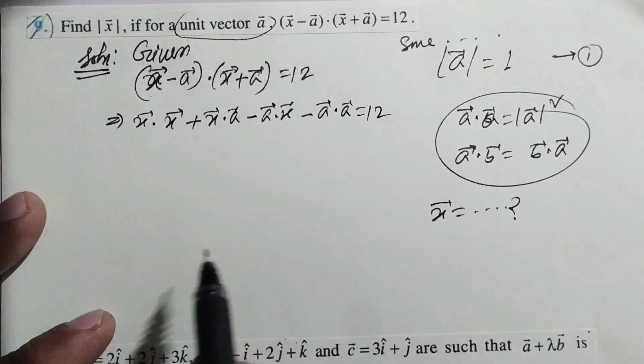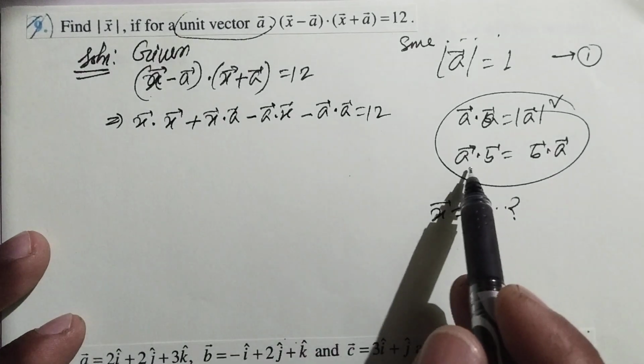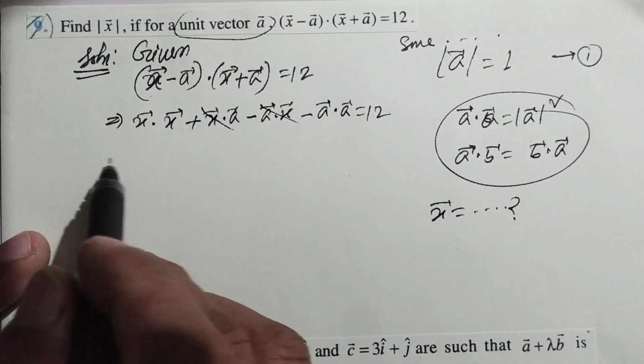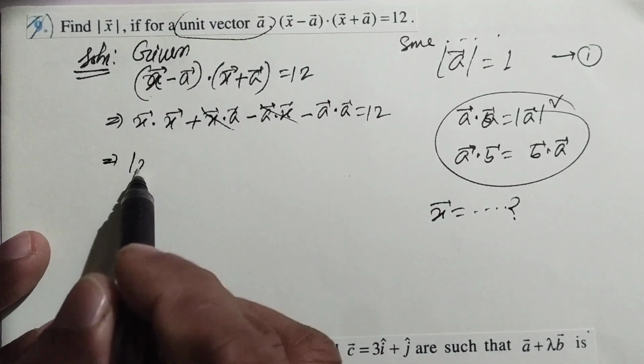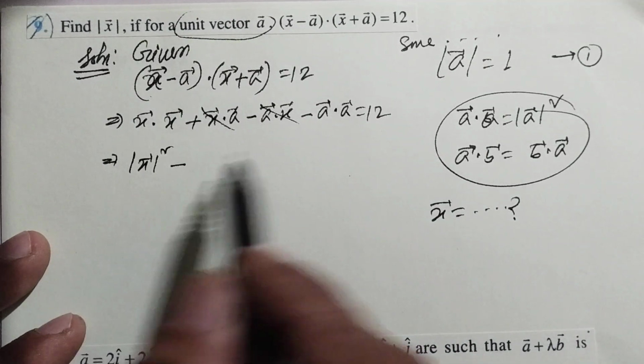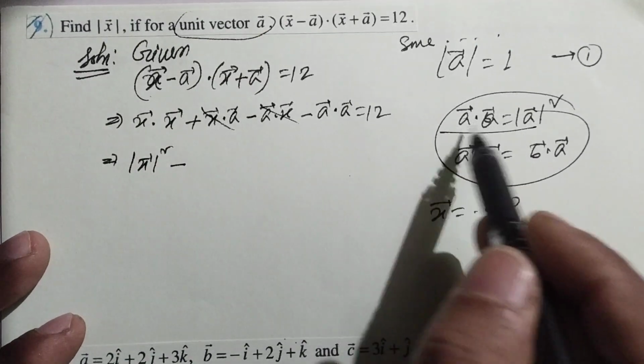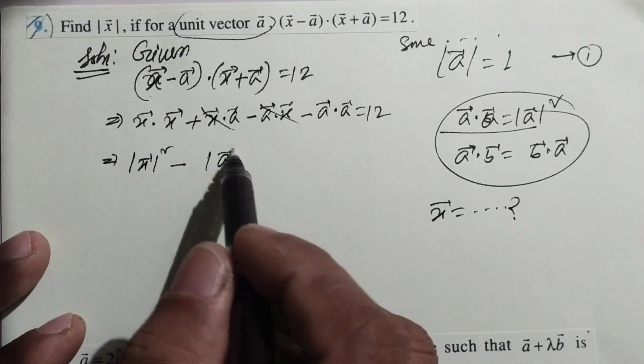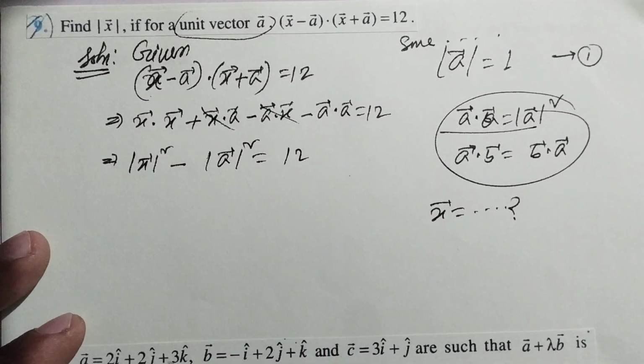Right hand side is 12. Now we have learned a dot b equals b dot a, so x dot a and a dot x will get cancelled, they are equal. x dot x is magnitude of x square, by the first condition. Then a dot a is magnitude of a square, and here the same again, a dot a is magnitude a square. Right hand side answer is 12.